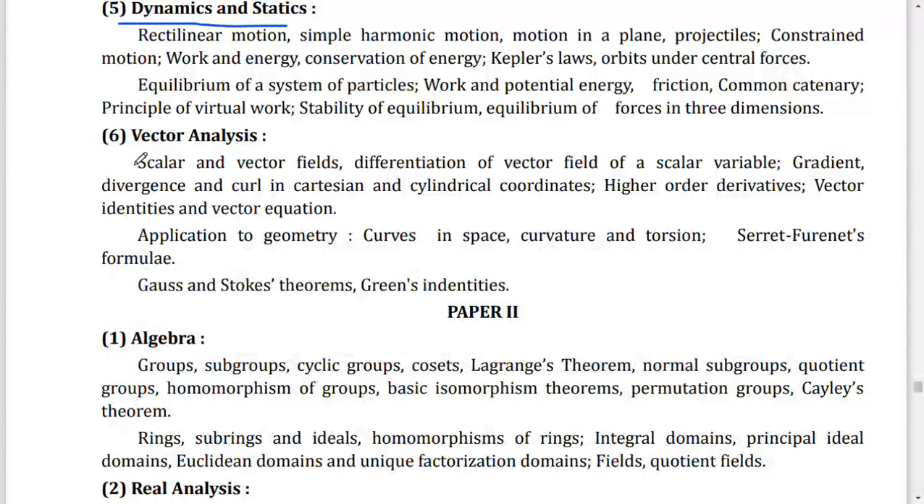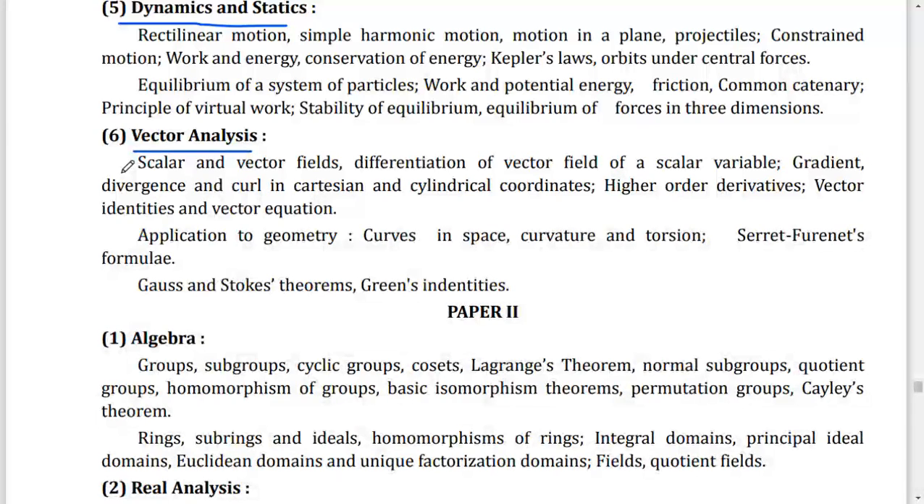6. Vector Analysis. Scalar and vector fields, differentiation of vector field of a scalar variable, gradient, divergence and curl in Cartesian and cylindrical coordinates, higher order derivatives, vector identities and vector equations.